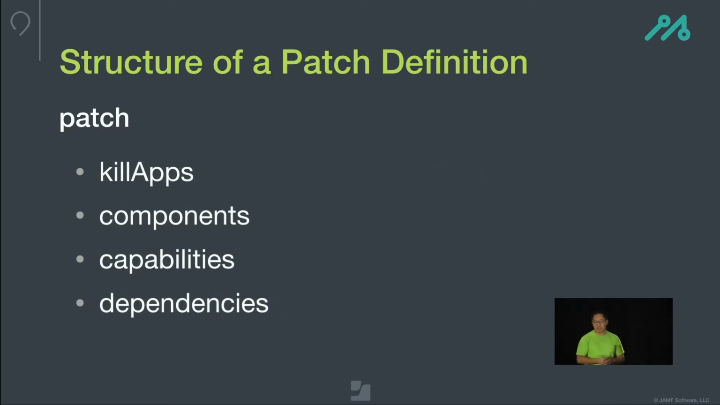Right? In addition to that, there are also other objects that are contained in patch, which includes, again, the kill apps, components, which are kind of like requirements, capabilities, and then dependencies. Right? And dependencies, again, we mentioned, exists in there and is a requirement of the definition, but it's not populated. Right.